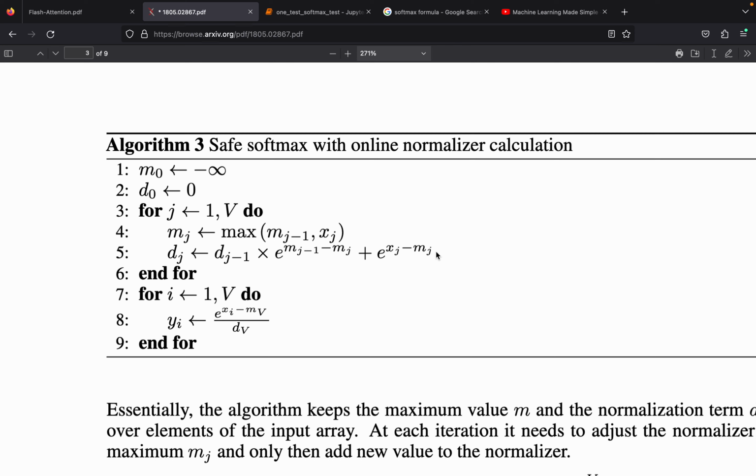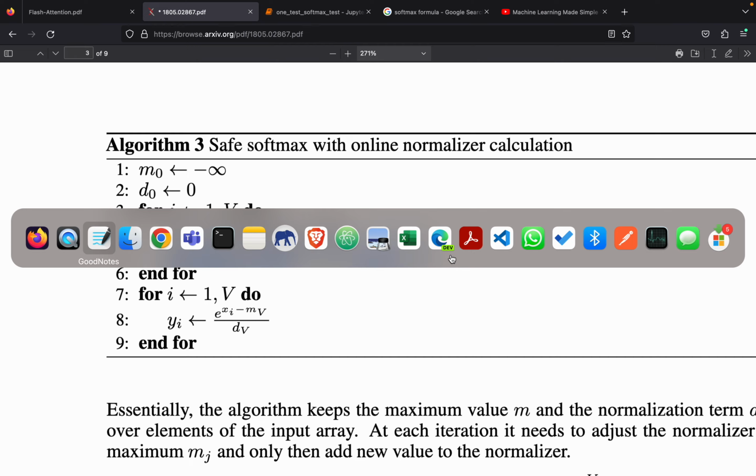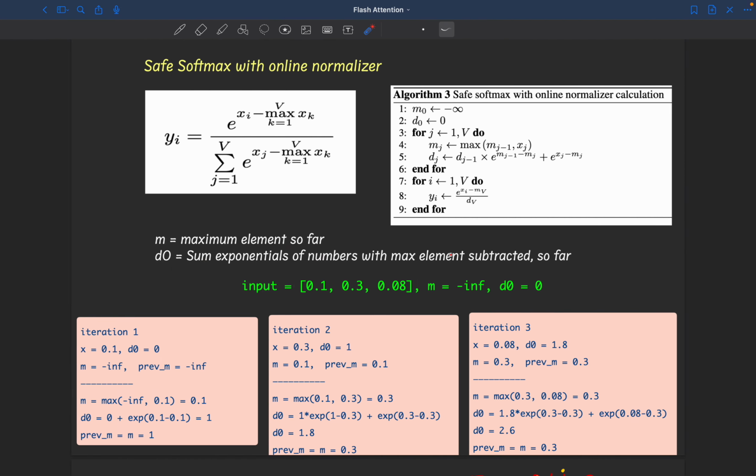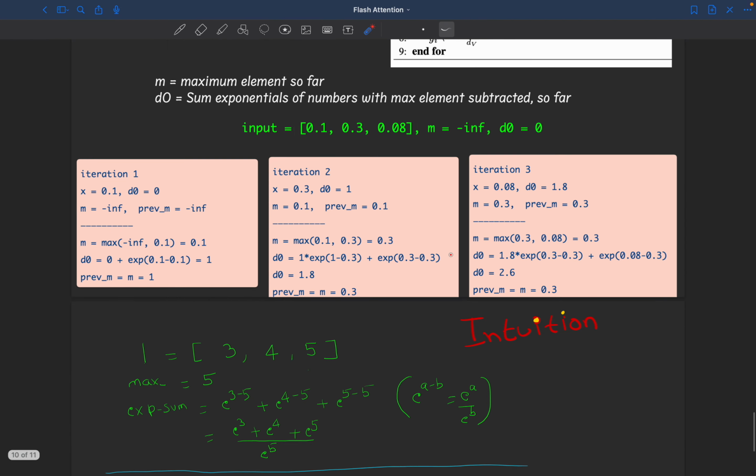If you look at this, the previous value is always taken and multiplied by e raised to the previous max, and then finally divided by e raised to the current max, plus e raised to x minus the current max. I will try to explain this with an example, so we will look into it a bit later.